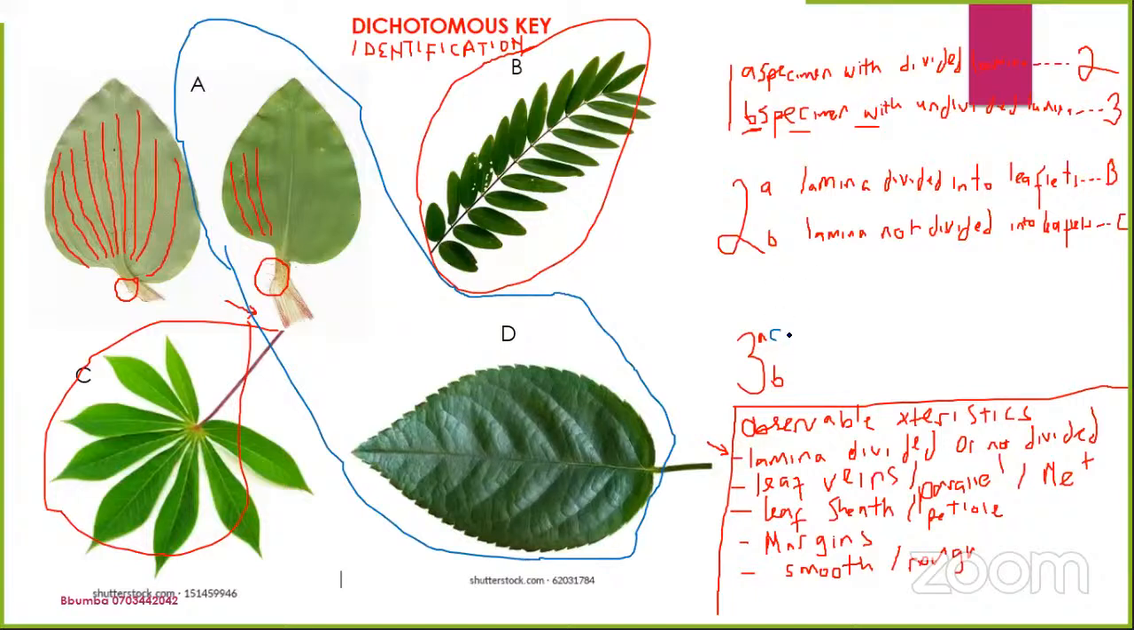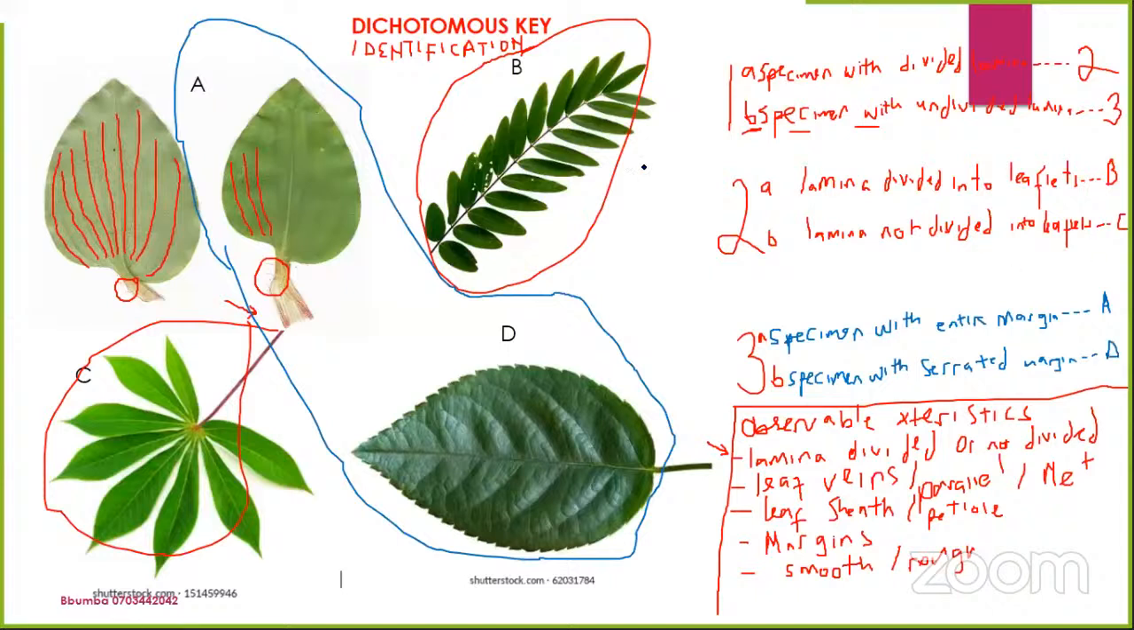So specimen with the entire margin, it is A. Then specimen with serrated margin, it is D.